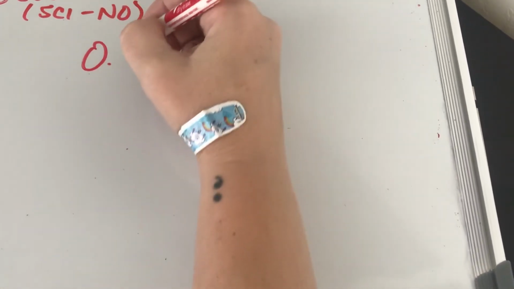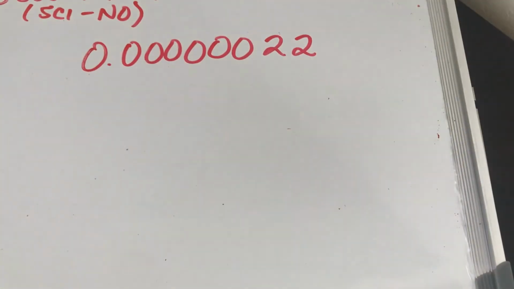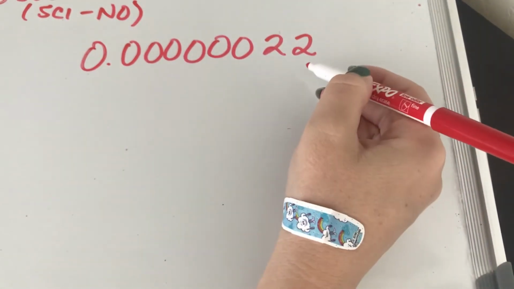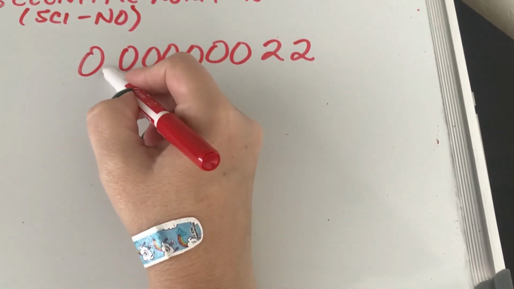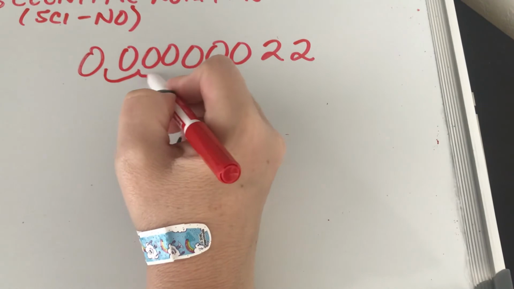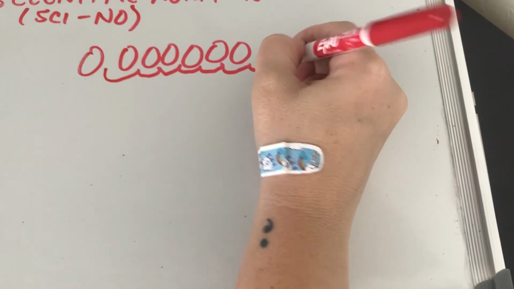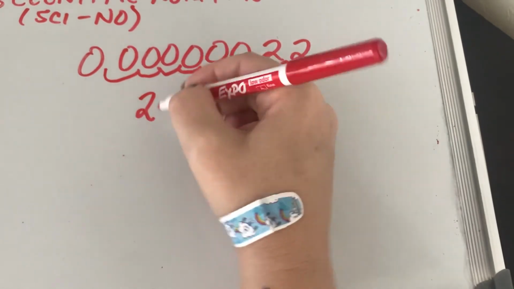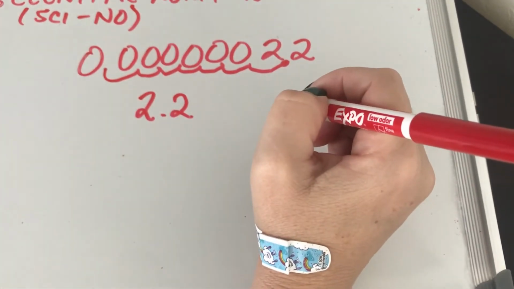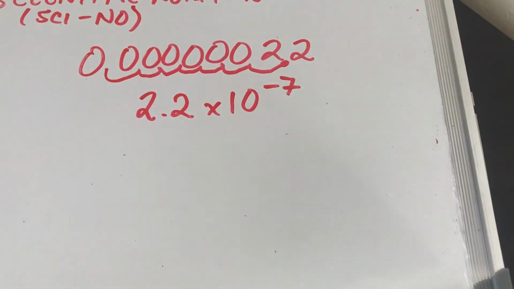So let's say we have a number like this, right? So now we're doing the exact same operation, but we're going to be moving the decimal place in the other direction. So now we're moving to the left. 1, 2, 3, 4, 5, 6, 7, until we get one non-zero digit out front, right? So I'll have 2.2 will be my coefficient times 10 to the negative 7th, right?